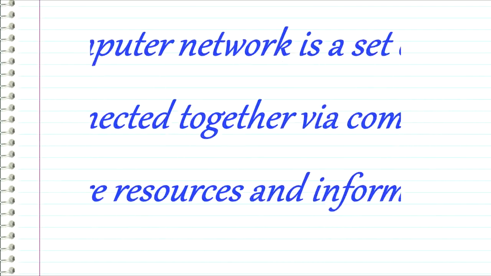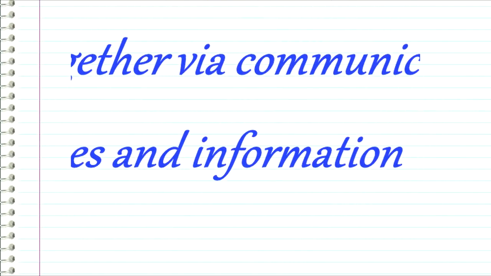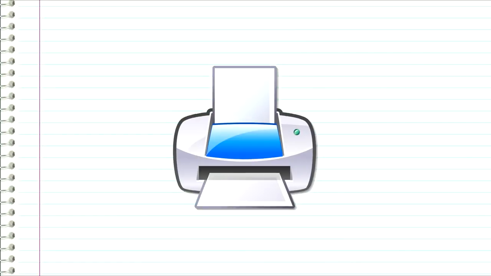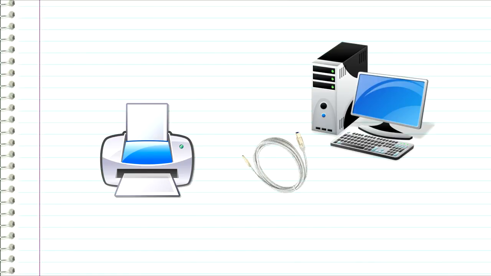Next term I want to discuss is resources and information. Sharing resources over the network means sharing hardware, like printers and scanners, or sharing software and internet access. If I have a printer connected to my computer, and my computer is in a network, I can allow other people to use my printer when I'm not using it. They don't need to buy their own, they can use mine.